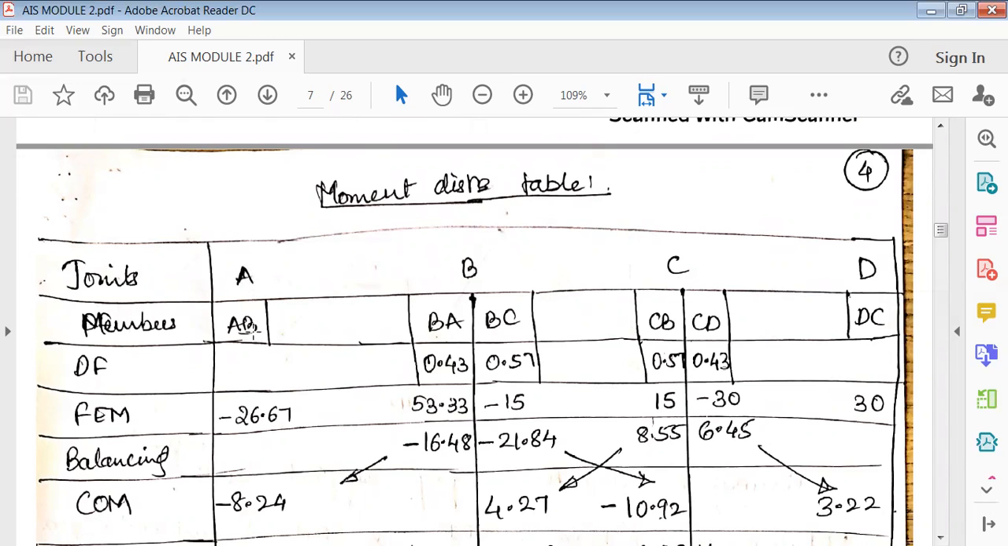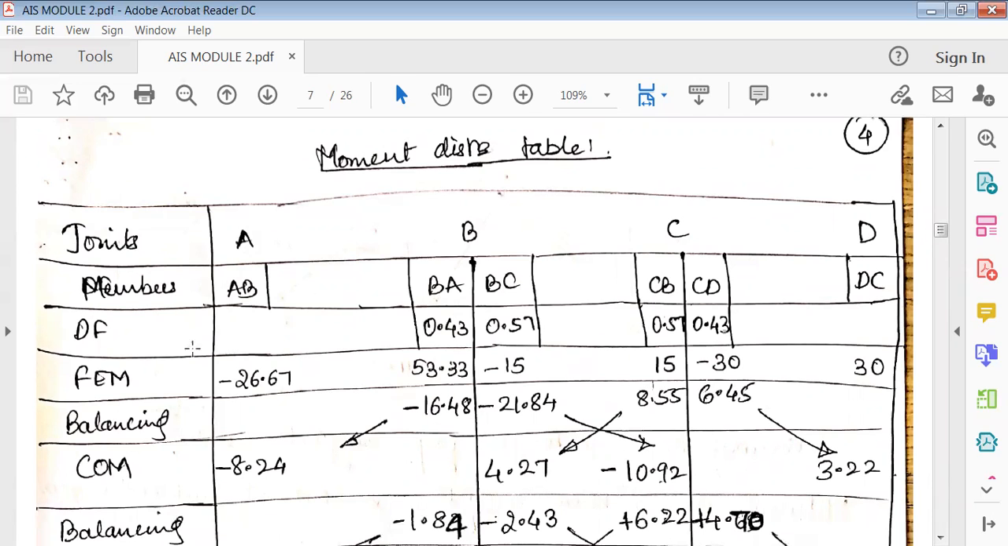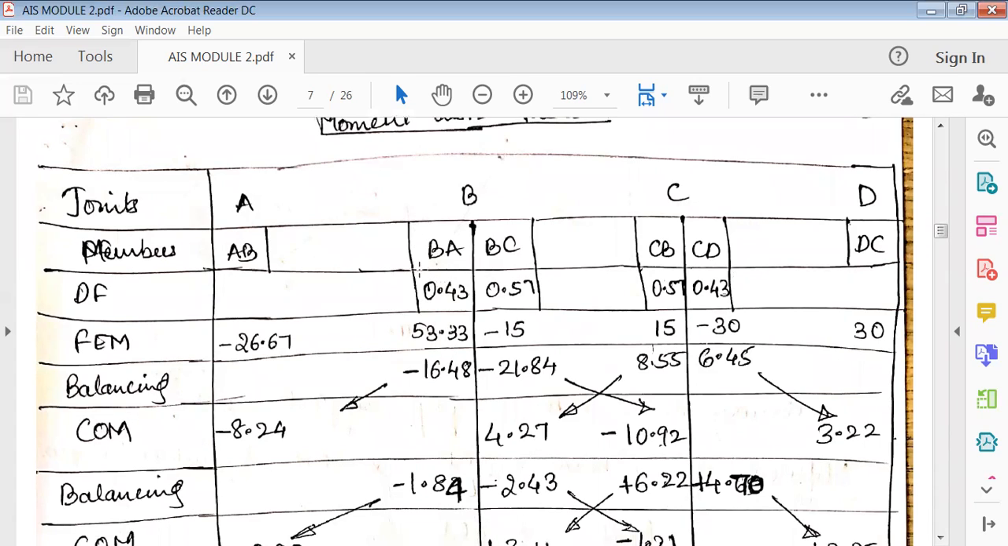So first, members. At B, you have to split this into two. B connects BA also, BC also. C connects CB also, CD also. And this is joint D. Next, distribution factor. We have already calculated. Distribution factor only at the supports, that is B and C. So we're going to mark it here accordingly. BA is 0.43, BC is 0.57, CB is 0.57, CD is 0.43.